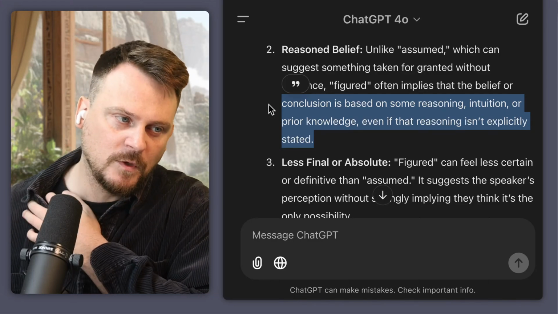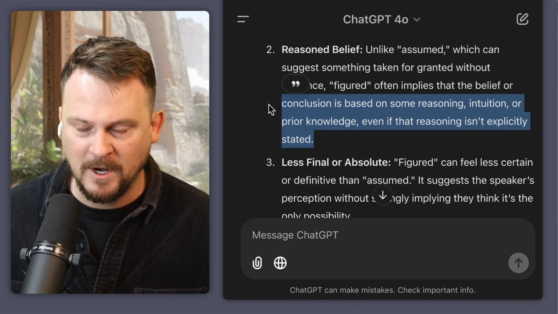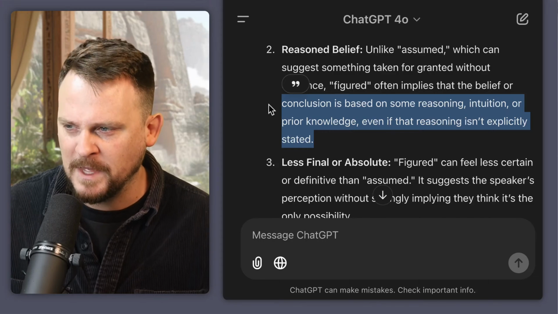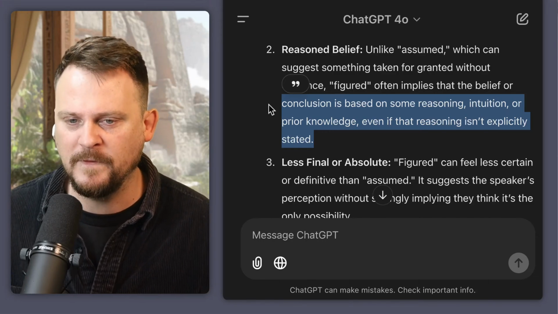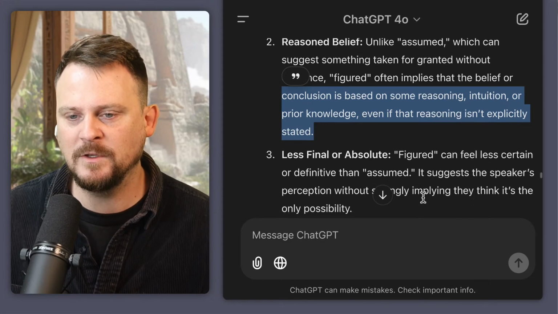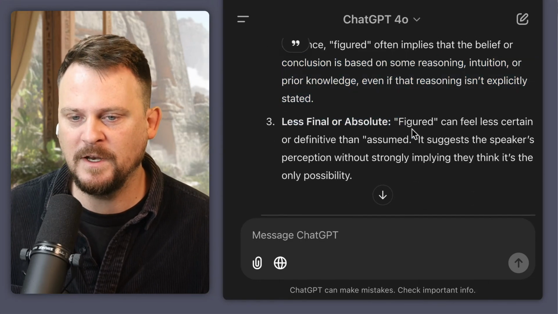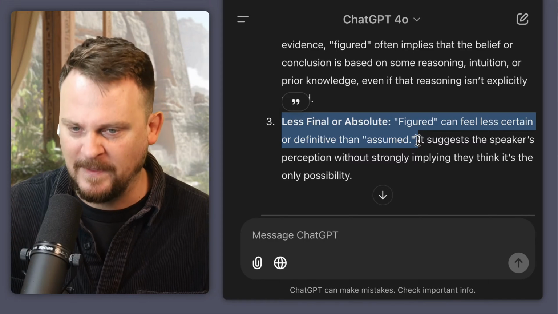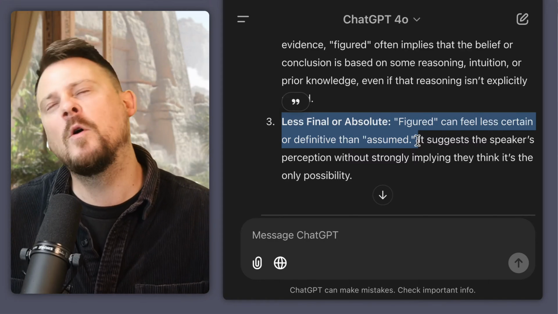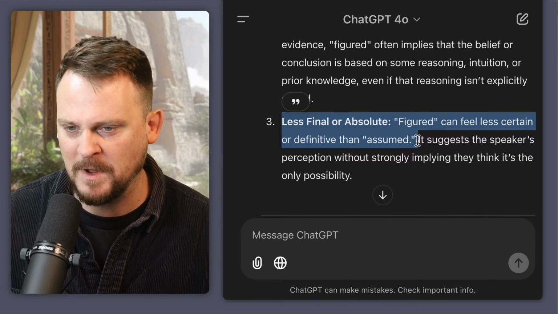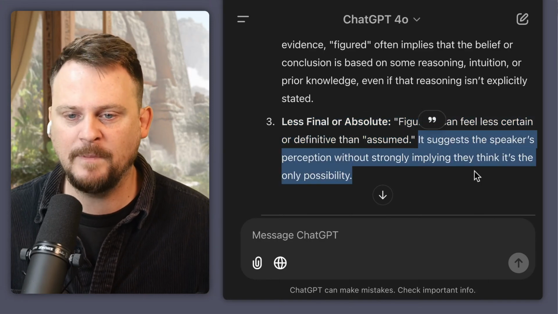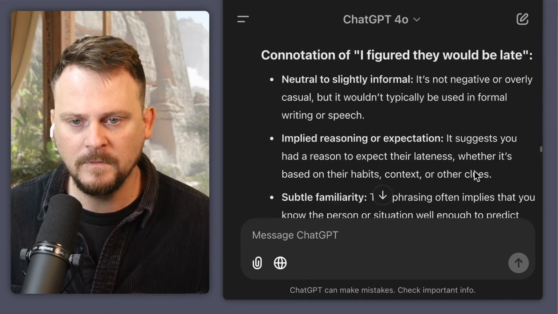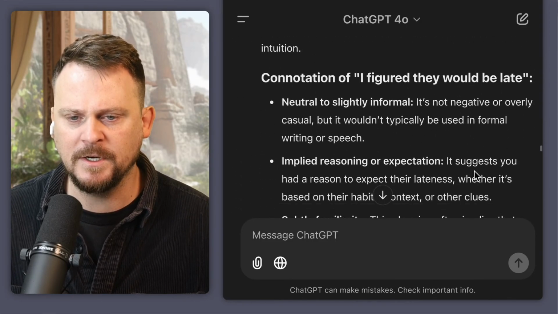That's a big difference. So if you assume something, you don't know if I thought about it at all. It's just, boom, oh, I assume you brought this. Oh, well, why did you assume? Whereas if you figure that, there's some reasons behind why you felt that way, right? Less final or absolute, figured can feel less certain or definitive than assumed. That's true also. Assumed feels like I'm pretty confident and that's it, and that's what I think, and figured is sort of an ongoing feeling of this seems right to me, but it's not final. It suggests the speaker's perception without strongly implying they think it's the only possibility. Then we can look at our examples here.